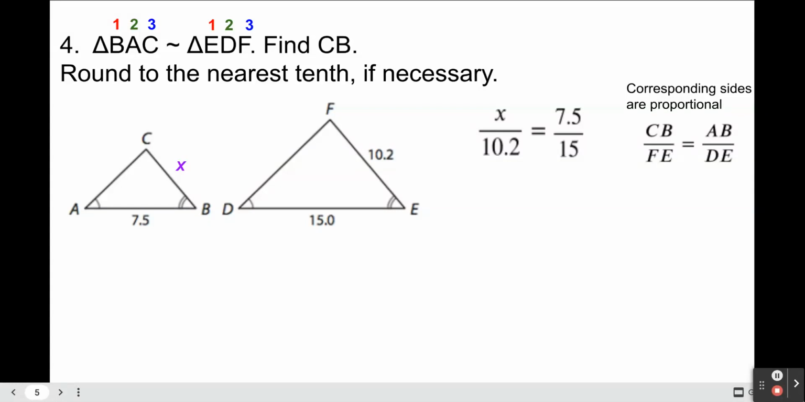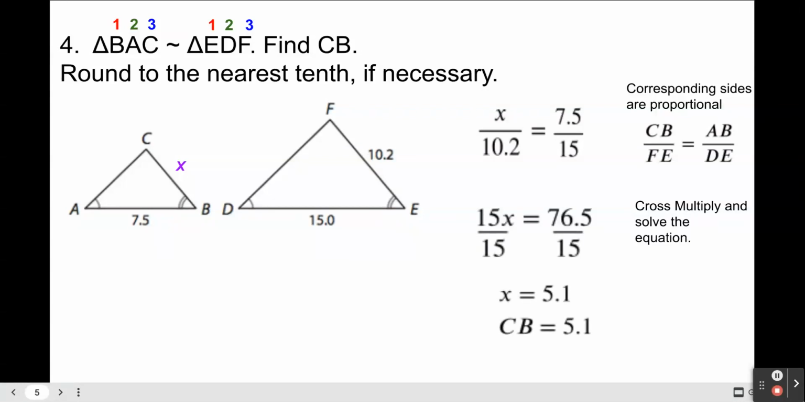Cross multiply, so we get 15x equals 76.5. We get 15x by multiplying 15 times x. We get 76.5 by multiplying 10.2 times 7.5. Solve the equation. This is being multiplied, so we will need to divide by 15. That gives us x equals 5.1. It does say round to the nearest tenth if necessary, but this came out exactly 5.1.